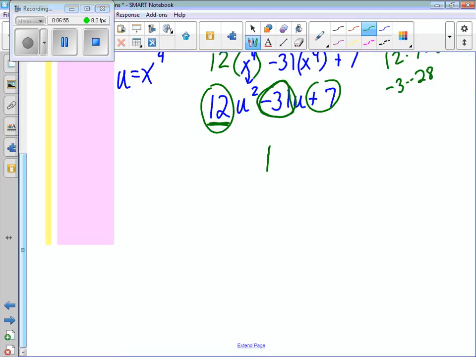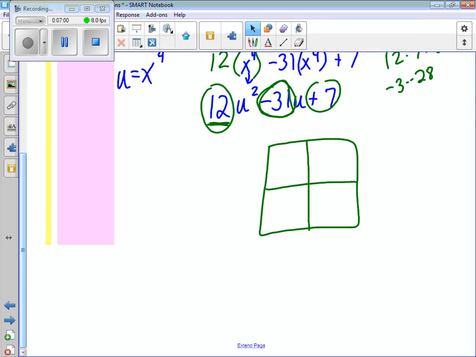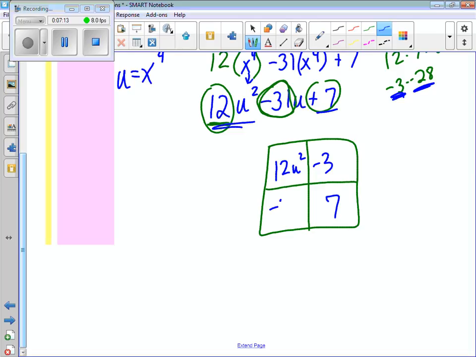Here's another. Just make a box. Top left is the first term. Bottom right, last term. The two numbers you picked go in the middle. And then we have u. So greatest common factor in the bottom row, 7. Greatest common factor top row, 3u. Greatest common factor first column is 4u. Greatest common factor last column is a 1.